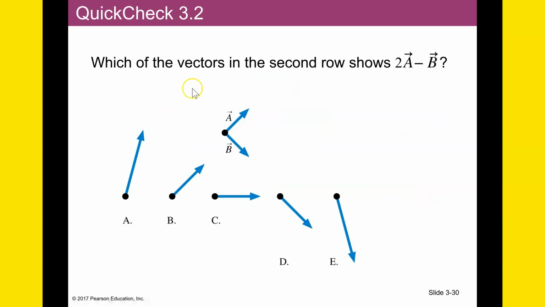All right, quick check. Which of the vectors in the second row shows 2a minus b? So here's a and here's b. Which one of these choices best represents 2a minus b? All right, pause it and think about it.